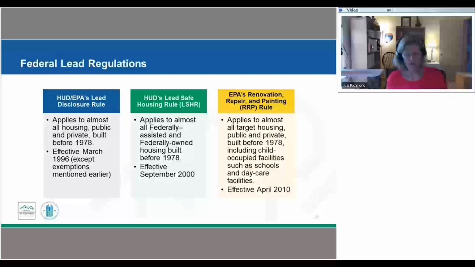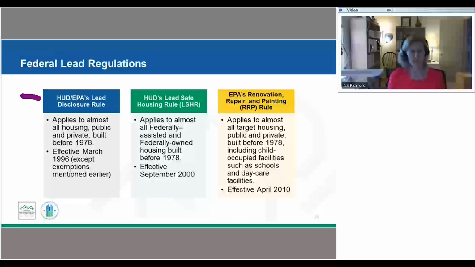So on the previous slide, you saw the regulations. This slide really gives us an overview of what each one is. So all the regulations are going to work together. It's really important that you understand what they are. So first we have our disclosure rule. This is HUD Subpart A and EPA Subpart F. It's for both assisted and non-assisted housing.